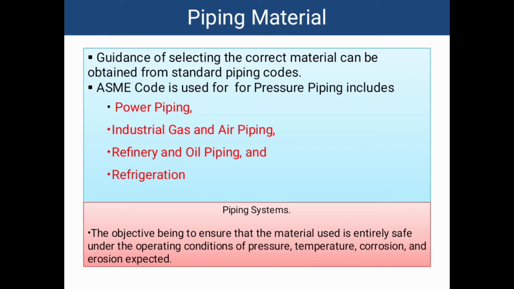Then piping material. Guidance for selecting the correct material can be obtained from standard piping codes. There are some standard codes available. Generally the ASME code is used for pressure piping, which includes power piping, industrial gas and air piping, refinery and oil piping, and refrigeration. So in every refinery, oil and gas, and power industry, we use piping codes as per the ASME code. The objective of the piping system is to ensure the material used is entirely safe under the operating conditions of pressure, temperature, corrosion, and erosion expected.